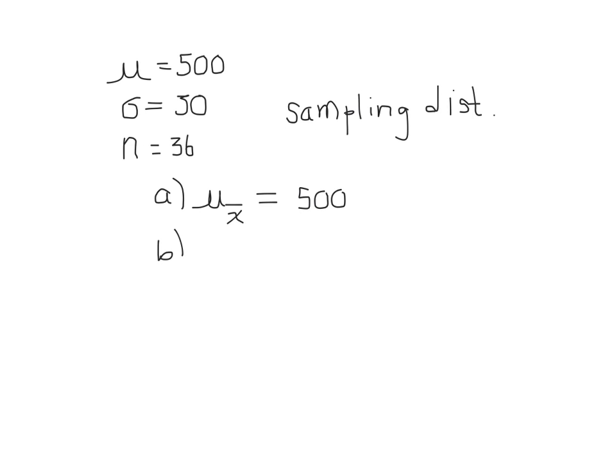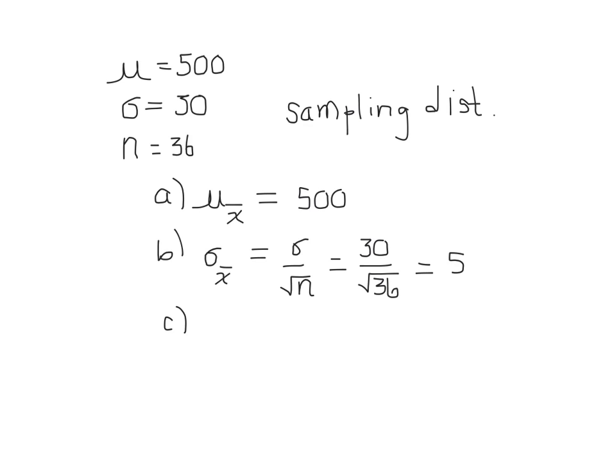In B, we're asked what value would you expect to find for the standard deviation of all of these sample means? And we know that this is where they're asking us for the standard deviation of the x bars. And we've learned again that that is found by taking the standard deviation of the population and dividing by the square root of n. So our population standard deviation is 30. When we divide that by the square root of 36, we get the standard deviation of our sampling distribution, also known as the standard error, equal to 5.